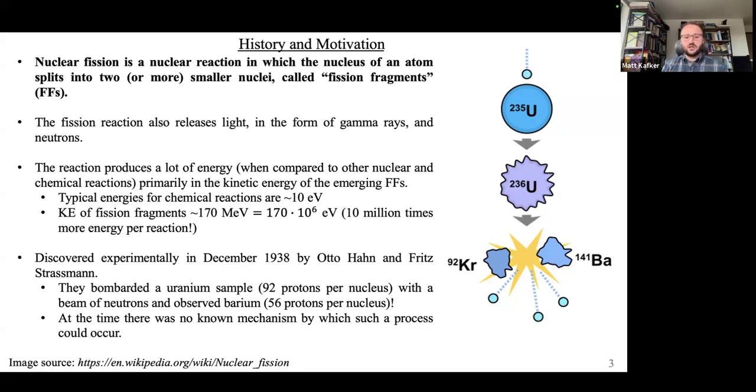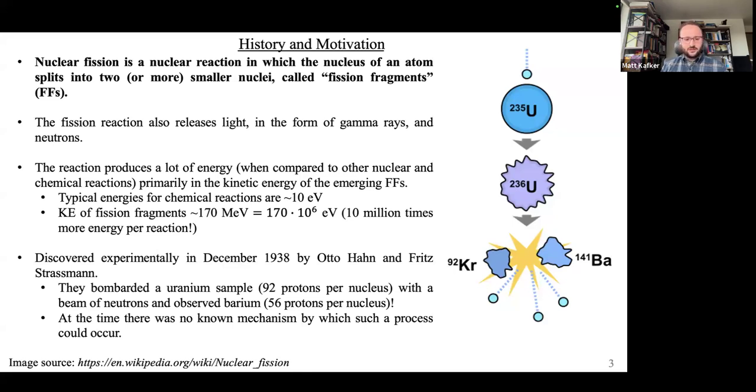So this reaction produces a lot of energy when compared with other nuclear reactions and chemical reactions. The typical energy scale for a chemical reaction that gives off energy is something like 10 electron volts, but the kinetic energy of the fission fragments is 170 mega electron volts. So we have a factor of 10 million between a single fission reaction and a single chemical reaction. Within other nuclear reactions, the difference in energy scales is obviously not this stark, but still it's quite dramatic.